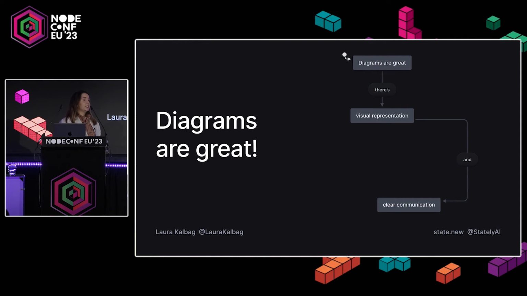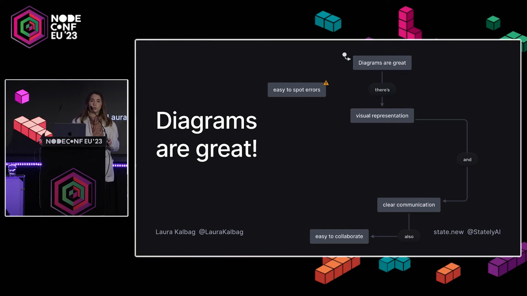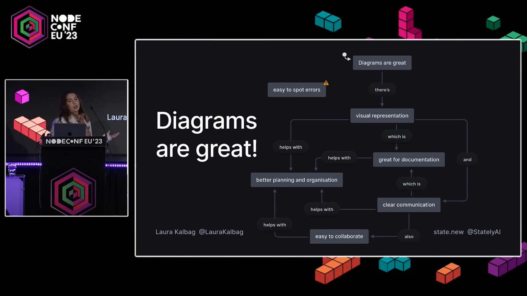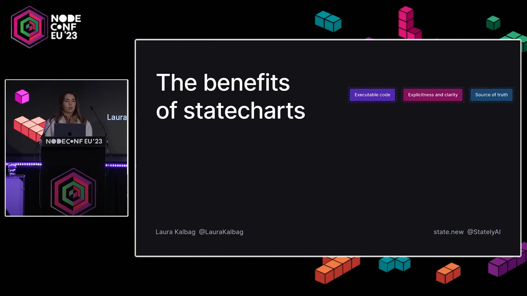It's also really easy then to collaborate with folks, whether they write code or not. It also makes it incredibly easy to spot errors, which is great for your documentation. And all of this helps with much better planning and organization. And state charts provide all of the benefits of diagrams, but as executable code.